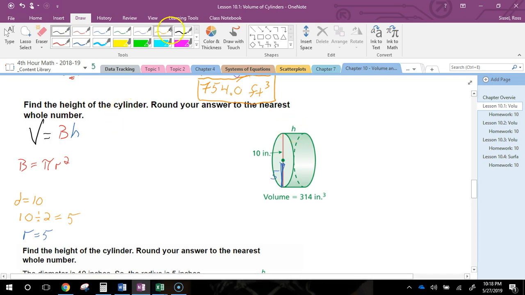So I'm going to go in here and say volume. Ooh, but now if I look, I don't know my height. My height's the one that's unknown. So we're going to fill in the equation what we do know. I know my volume is 314. So I'm going to say 314 equals my base. Well, base is pi times my radius squared. Radius is 5. And then times my h, my height. We simplify, I'd have pi, 5 squared is 25, times height equals 314.